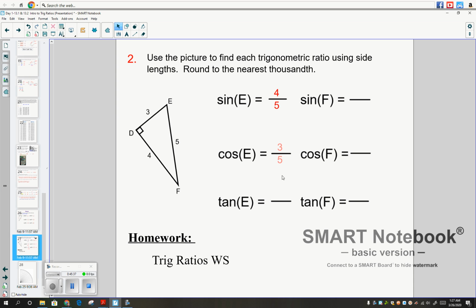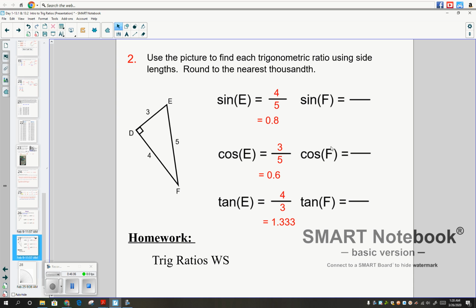Welcome back. Sine of angle E, opposite over hypotenuse. Angle E is the reference angle, it's 4 over 5. Cosine of E, adjacent, 3 over 5. Tangent of E was opposite over adjacent, it's 4 over 3. The decimal equivalents: 4/5 is 0.8 as a decimal. 3/5 is 0.6. 4/3 is 1.333 as a decimal.